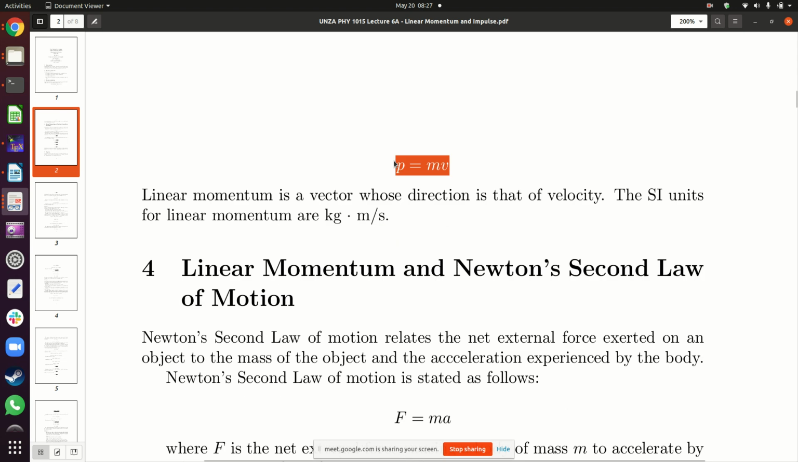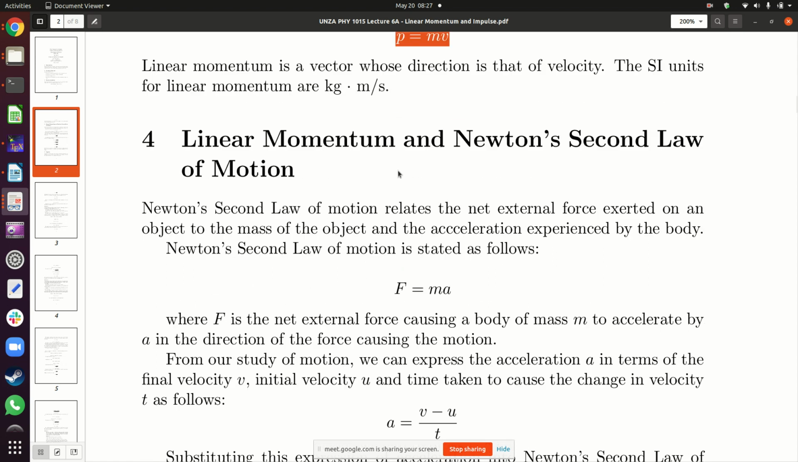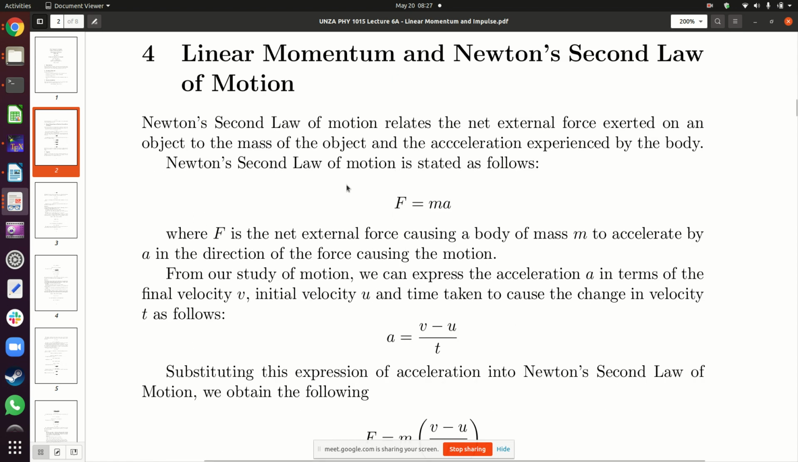Okay. The next thing we're going to look at is the connection between linear momentum and Newton's second law of motion. Now we know that Newton's second law of motion tells us what's going to happen if you have something called the resultant force.